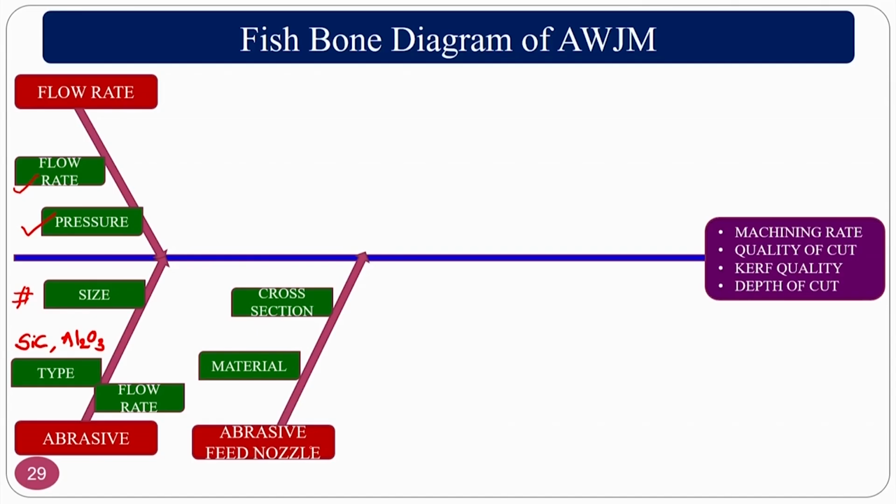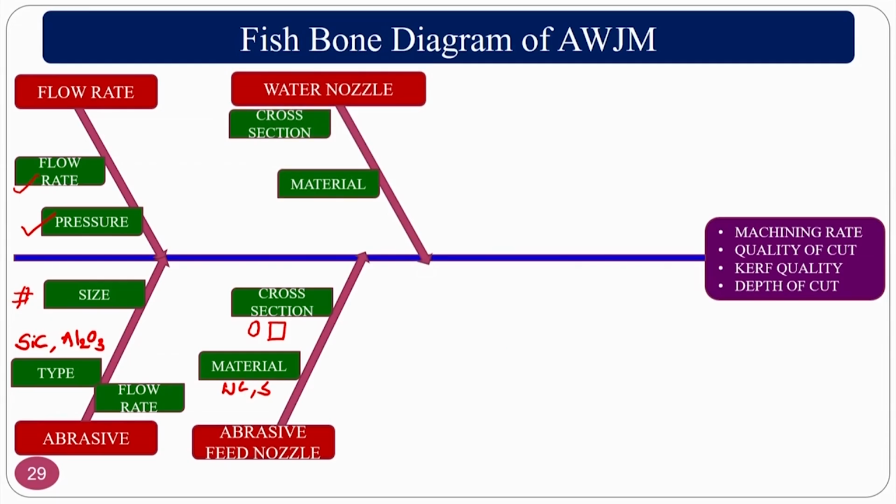So, the abrasive feeding nozzle material, as I said, whether it is tungsten carbide or sapphire or something, will decide the life of the nozzle. And the cross section, whether it is a circular cross section, a rectangular or a square or something, you can decide. And the water nozzle, the cross section of the water nozzle also plays a major role. Material, and here also you can go for less hard materials.